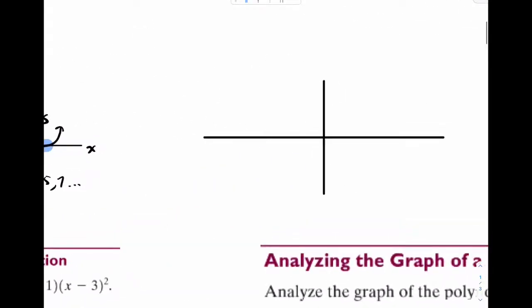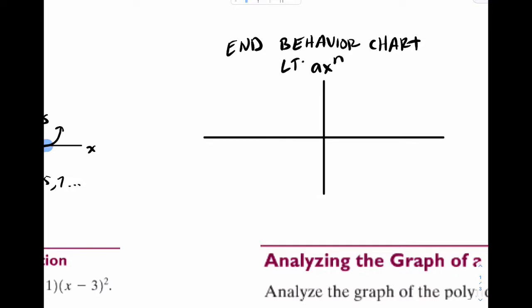The next thing to review is going to be our end behavior chart. And write down ax to the n, that's going to be your LT. So a couple things can happen. You write a is greater than 0 here, a is less than 0 here. Then you're going to write n is even, n is odd. If it's even, both the arrows are up and it's positive.